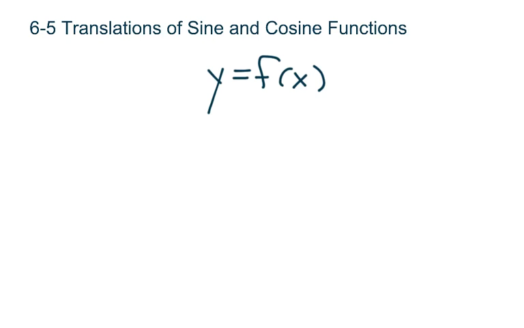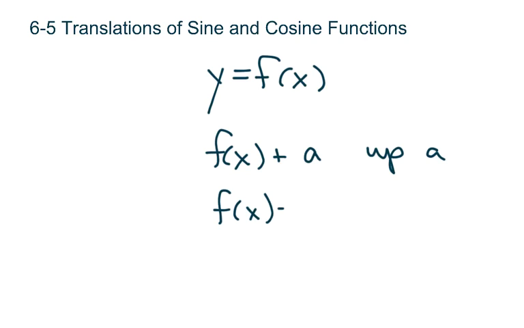Some of the other translations we made on general functions was we moved functions up and down. So if you have a function like y equals f of x, if you add a number, that moves the graph up that many units. And if you subtracted a number from the original function, it would move the graph down that many units.